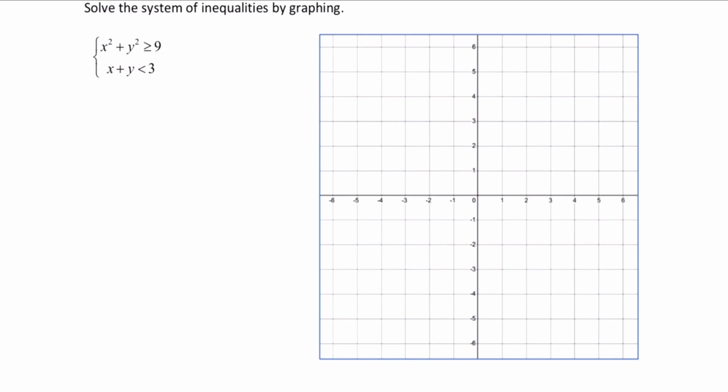To solve this system of inequalities, we'll use a graph. Focusing on the first inequality, notice that it has the equation of a circle. That circle has a center at the origin with a radius of 3. So using that, let's start by plotting some points that are 3 units away from the origin. And notice that the original inequality there on the circle has equal to, so that means our circle is a solid circle.